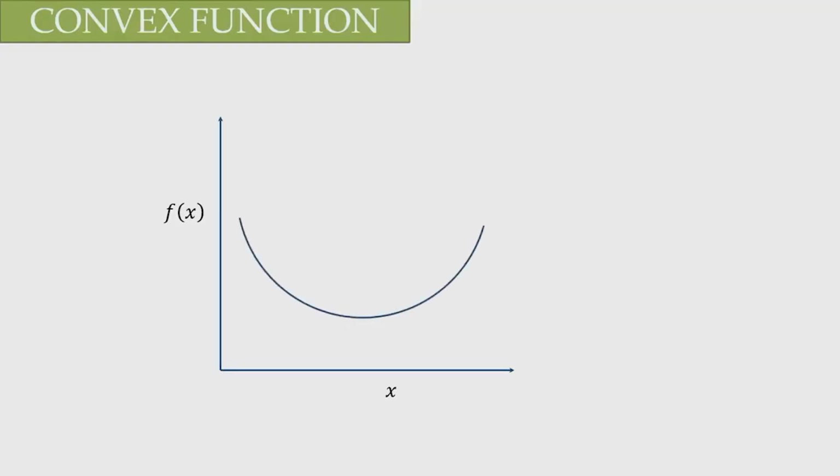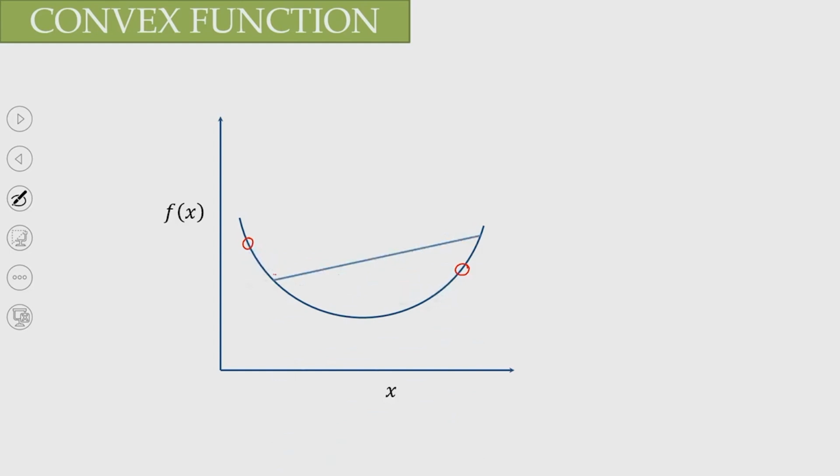Let us take a function. Now, if I take any 2 points on this function, suppose in this case I have taken these 2 points, and if I join these 2 points and draw a line, you can see that this line is above this particular curve. This line is not cutting this particular curve in any other location.